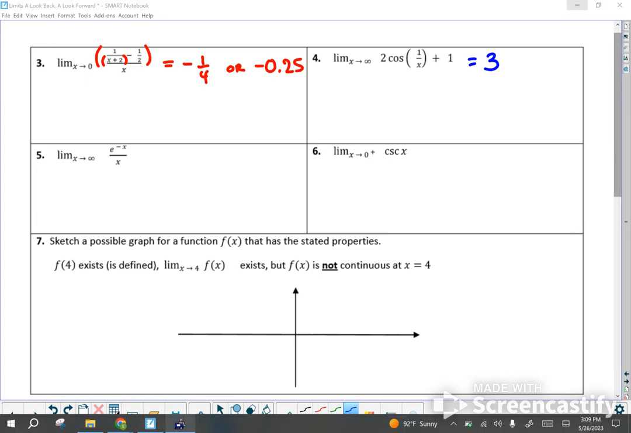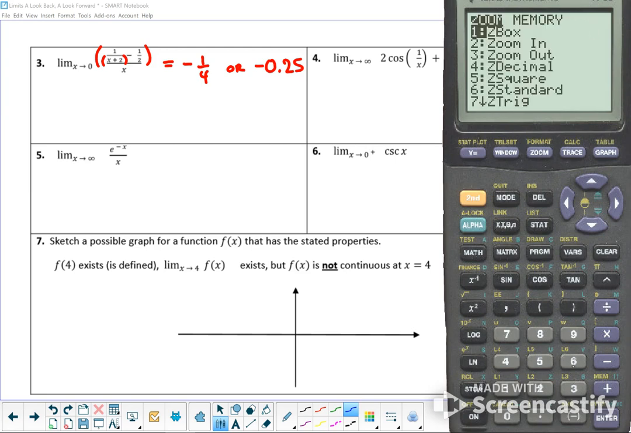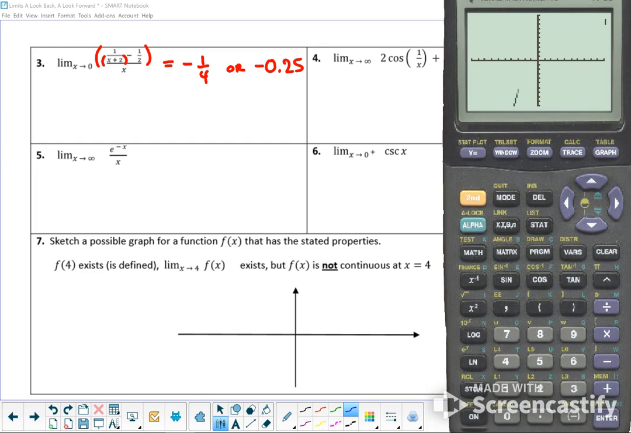Okay, same thing with this next one, number 5. Looks like I can't plug in infinity because I don't know what to do with that, but I can plug in e to the negative x. Close that off, and then I'm going to put parentheses around that just to make sure that I don't screw it up. I'm going to divide all of that by x. Okay, and then again, I'm going to do zoom 6 to reset it, because I kind of blew it up when I messed around with it. And I'm going to try to see what happens as I go to infinity.